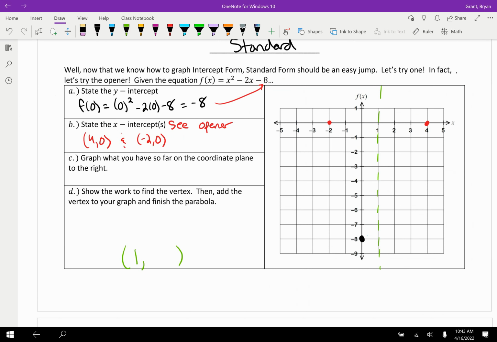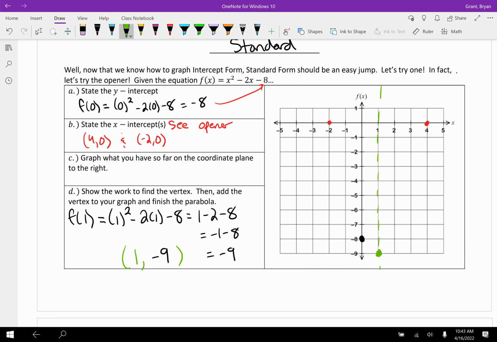To do that, I think we just need to input 1 into our equation. So we're just going to find f of 1, and that's going to be 1 squared minus 2 times 1 minus 8. It becomes 1 minus 2 minus 8, and you can, again, do all this on your calculator if you'd like. Let's see, 1 minus 2 is -1, and -1 minus 8 gets us -9. So there we go. All right, our vertex then is 1, -9 right here.